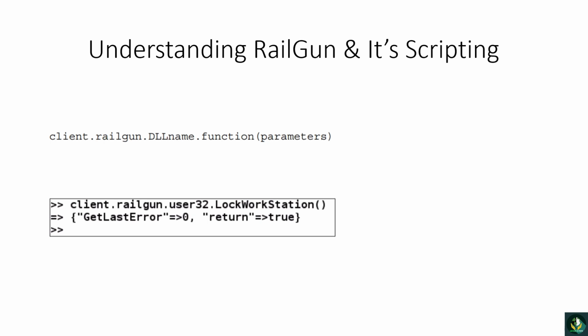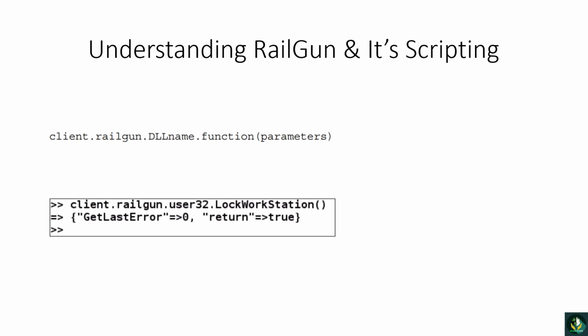Railgun gives us immense power to perform tasks that Metasploit cannot perform. We can call any DLL file from the Windows system and create more advanced post exploitation mechanisms. Now let's see how we can call a function using basic API calls in Railgun and understand how it works. So this is the basic structure of an API call in Railgun.